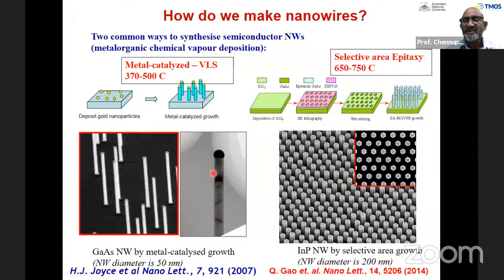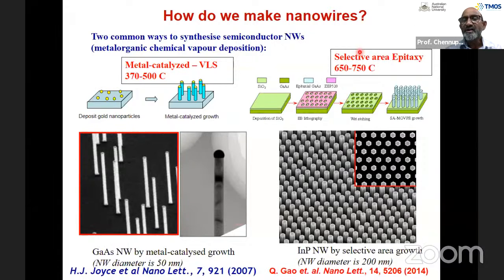You can go to the transmission electron microscope image of these nanowires. You can see the gold nanoparticles sitting there, and you can also see that there are no defects whatsoever: atomically perfect nanowires we were able to make using this technique. Now the rest of the world is making use of this technique to make high quality, atomically perfect gallium arsenide nanowires.